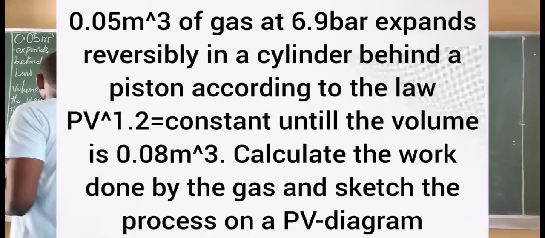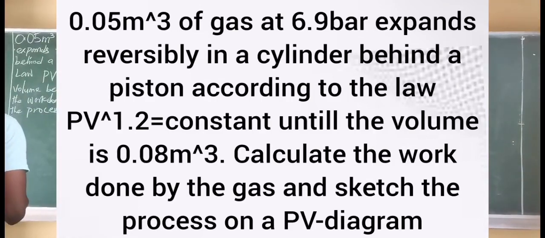The question says 0.05 meter cube of gas at 6.9 bar expands reversibly in a cylinder behind a piston, according to the law PV to the power of 1.2 equals constant, until the volume becomes 0.08 meter cube. The question says, calculate the work done by the gas and sketch the process on a PV diagram.